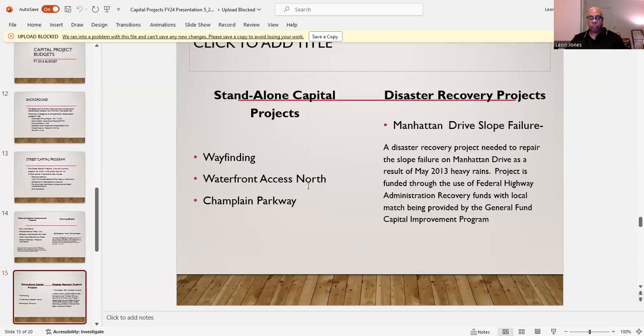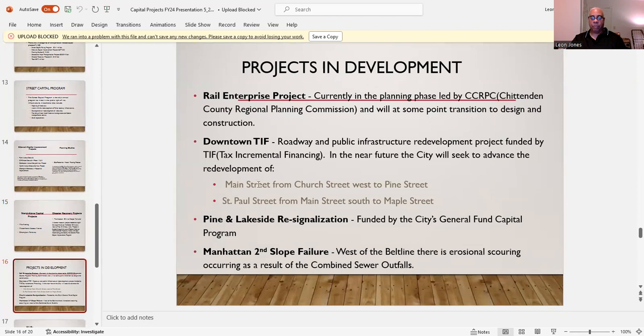Standalone projects, disaster recovery projects, projects in development. Now, if you want to know what a TIF is, a TIF is tax incremental funding. And usually that's something that the city is going to utilize in the near future to advance the redevelopment of a particular street. And then you're going to have your projects in development. It could be your rail, it could be your slope failure, your lakeside resignalization. That's how your monies are working.